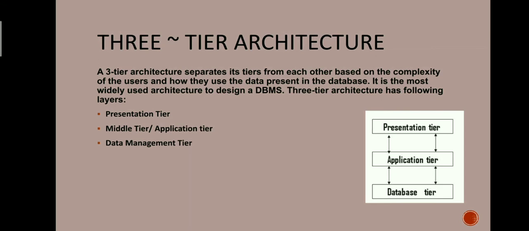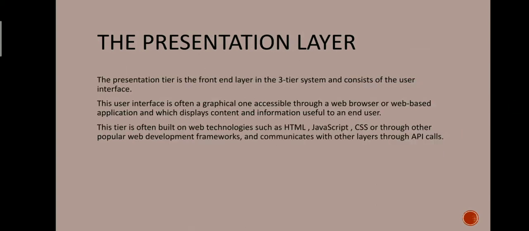So this three-tier architecture is the most widely used architecture to design the database management system, that is DBMS. We can see in the diagram that it has three layers, that is presentation layer, application layer and database layer. As I told, I'll be explaining about the presentation layer. So let us go in deep to know about the presentation layer.